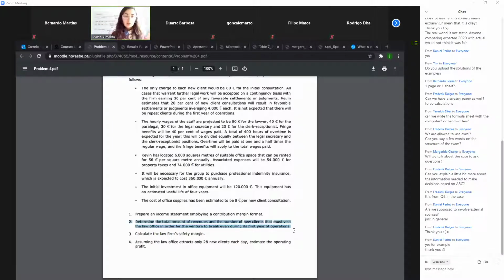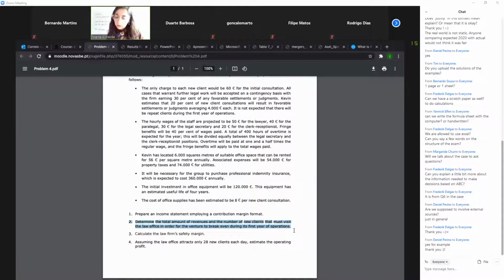Portanto, o que eles fazem é o normal: initial consultation e depois os settlements, ok? E isso dá-me 300. As revenues por... Não, mas não é revenues, é em termos de unidades. Portanto, sim, as revenues por unidade dá-me 300, que é 60 mais 30% vezes 20% vezes 4 mil.